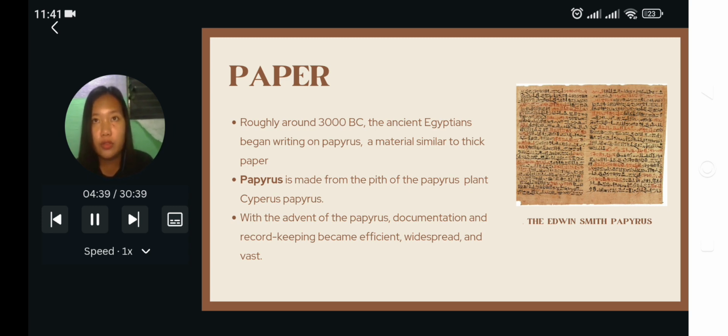One example of this is Moses, right? During that time, he wrote the 10 Commandments on two tablets of stone. That is one part of the history of the ancient Egyptians, through stones. It was good that they invented paper, because compared to stone, paper is lighter, it is strong, and it is very portable. Because of this invention, information was disseminated faster to other people. And with the advent of papyrus, documentation and record keeping became efficient, widespread, and vast.